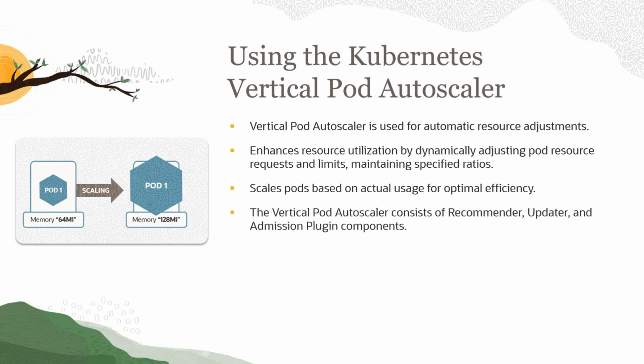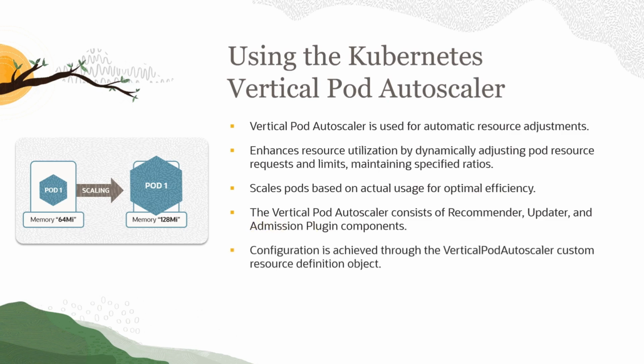The vertical pod autoscaler operates through 3 key components. The recommender monitors current and past resource consumption, providing recommended CPU and memory request values. The updater identifies pods with incorrect resources, deletes them, and recreates them with updated request values. And the admission plugin sets correct resource requests on new pods created or recreated by their controller.